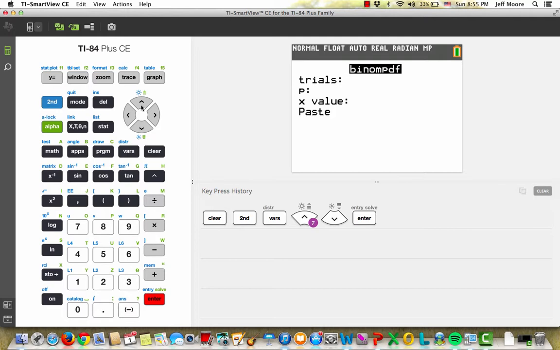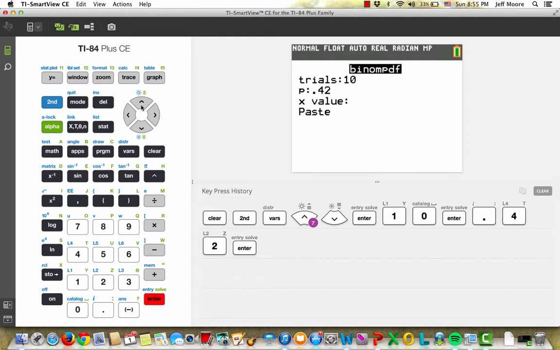So the number of trials then will be 10. The probability of a success was 0.42. And we were to find the probability that x was exactly 3.